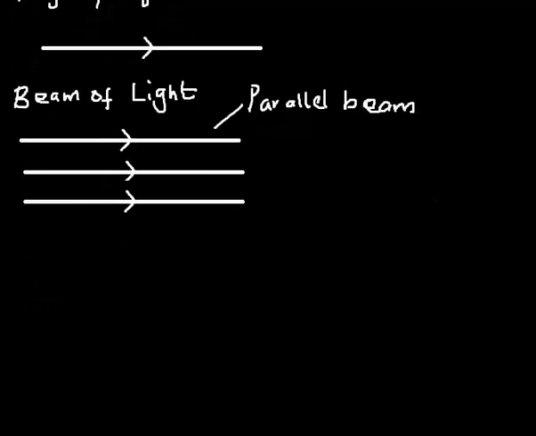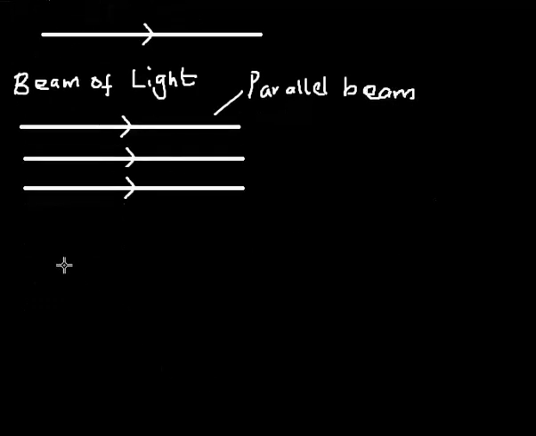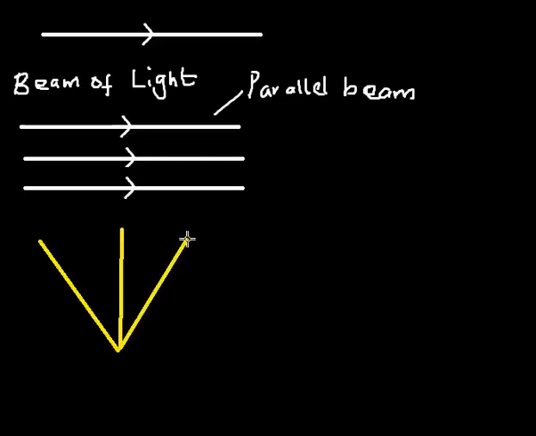Or it can be a convergent beam. Convergence simply means that they come from somewhere to meet. They meet at a particular point. They converge at a point. So when you see this, such a beam is said to be convergent because the rays meet at a point. Convergent beam.